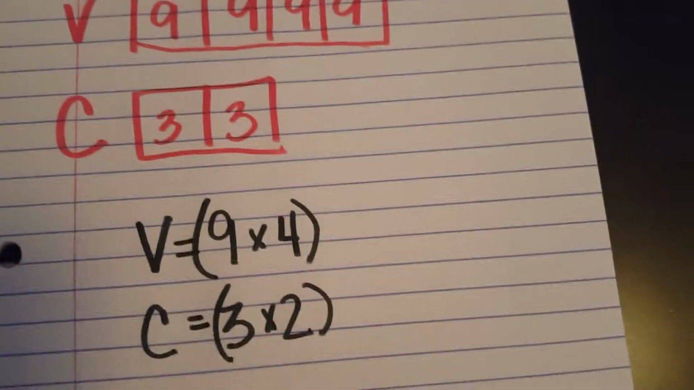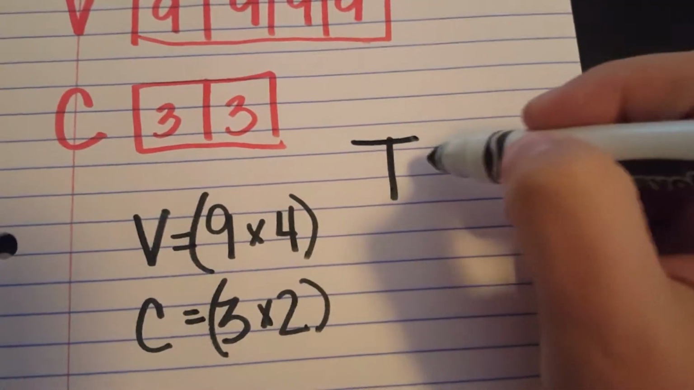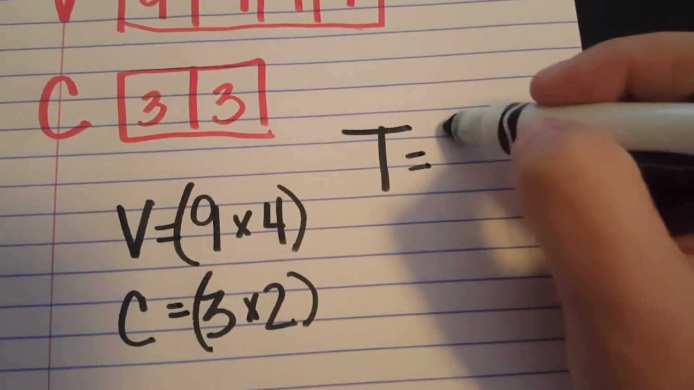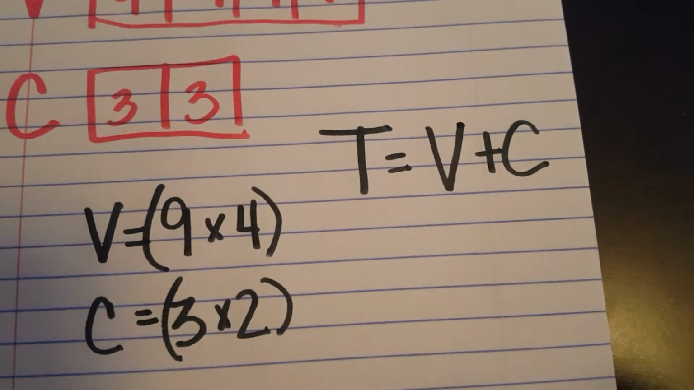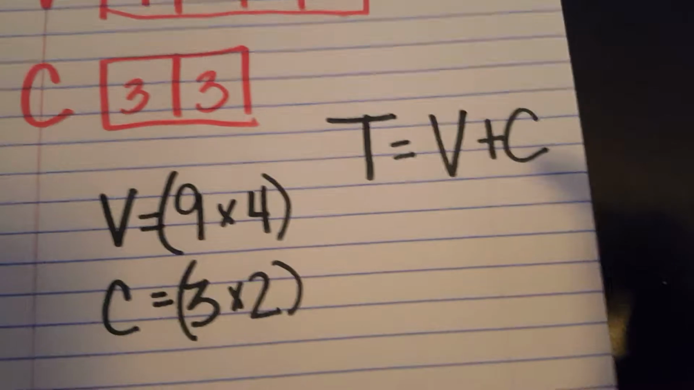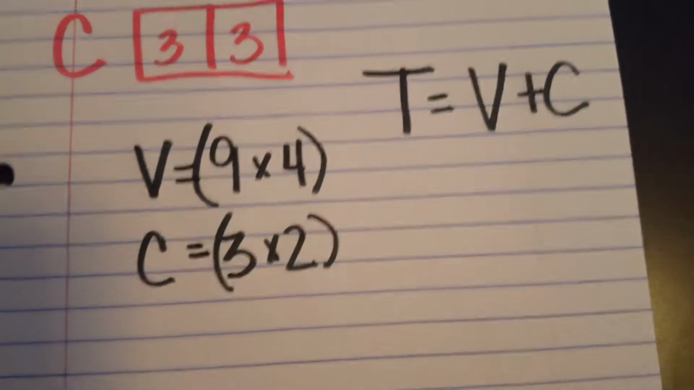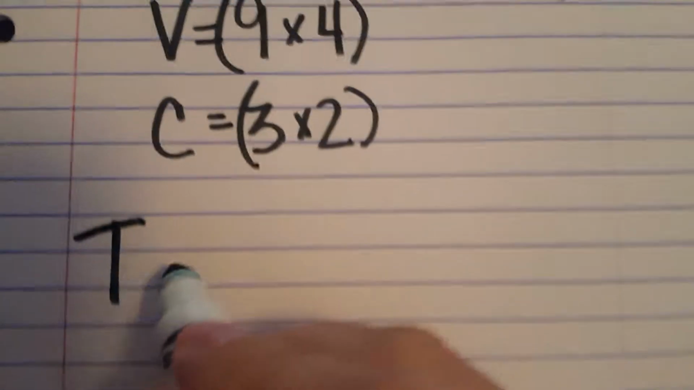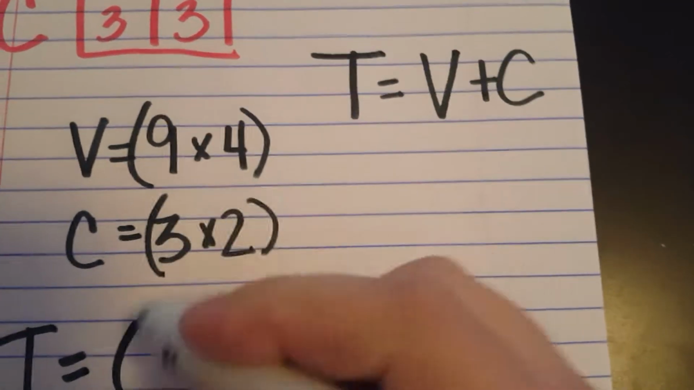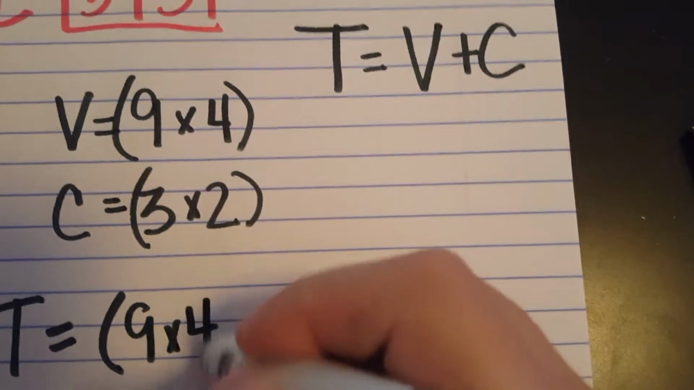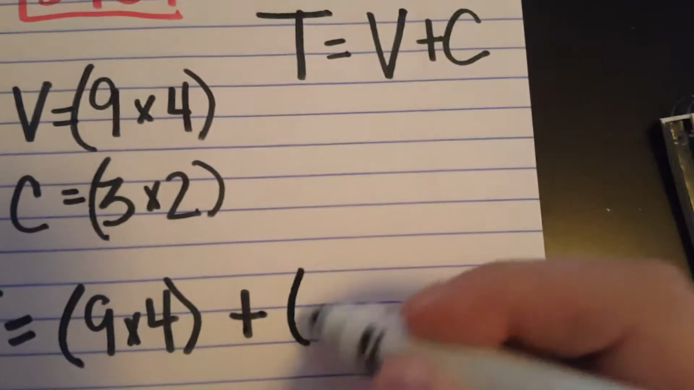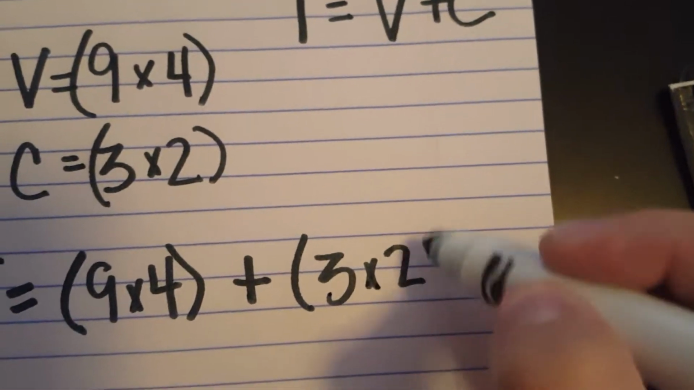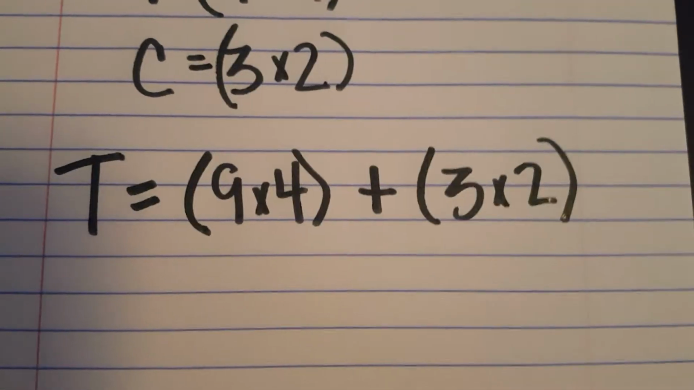And so to get the total number of people, my total is going to equal, T is the total, my vans plus my cars. Okay? That makes sense. Now to put in the numbers, because you can't do math with just letters, your total is going to equal, remember, your vans, which is this equation, 9 times 4, plus my C, which is my cars, 3 times 2, and then that's going to give me my total.